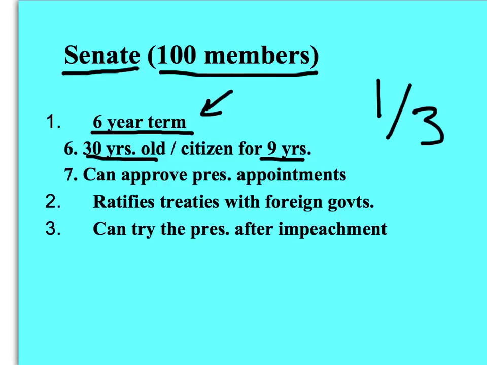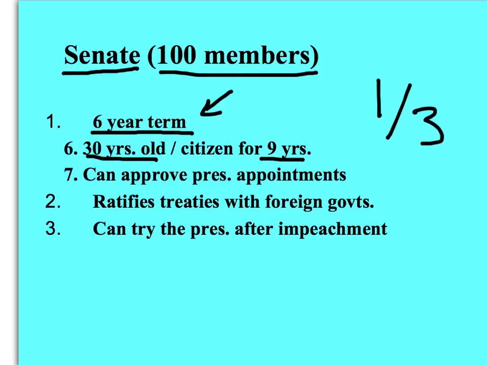Now, it used to be, by the way, until the 17th Amendment, members of the Senate were actually appointed by state legislatures or elected by the state legislature. The 17th Amendment changed that. Now we, the people, vote for our House of Representatives and our Senate. All right? Interesting little fact there.